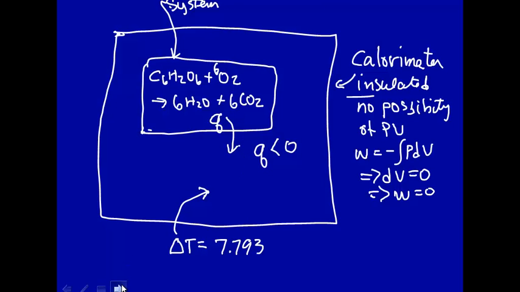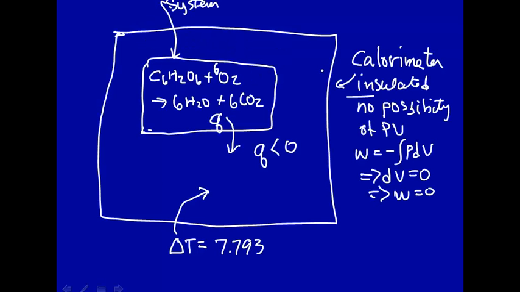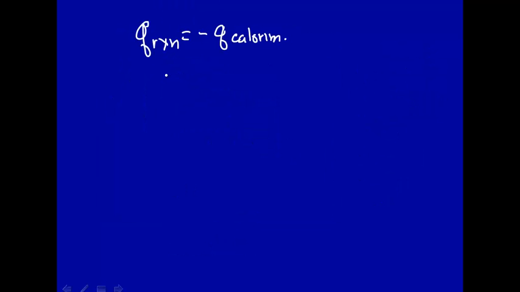Let's do that. So Q for the reaction is equal to minus Q of the calorimeter. Why is that? Again, it's like a first law argument. This is a mini universe isolated from anything else. So any energy change here, if Q is lost from the system, has to be picked up in the surroundings, which are isolated from anything else. So the heat lost here is equal to the heat gained there. First law argument. So Q reaction is minus Q calorimeter.